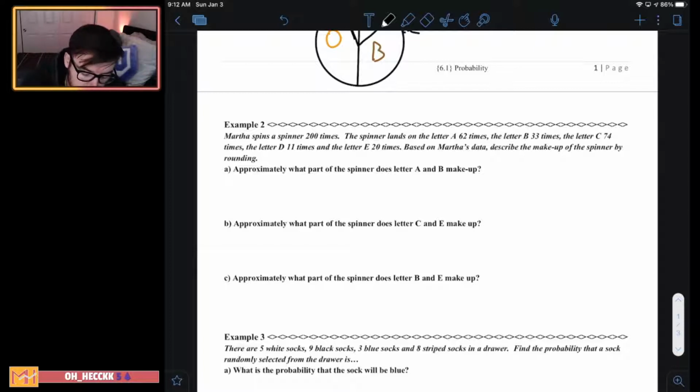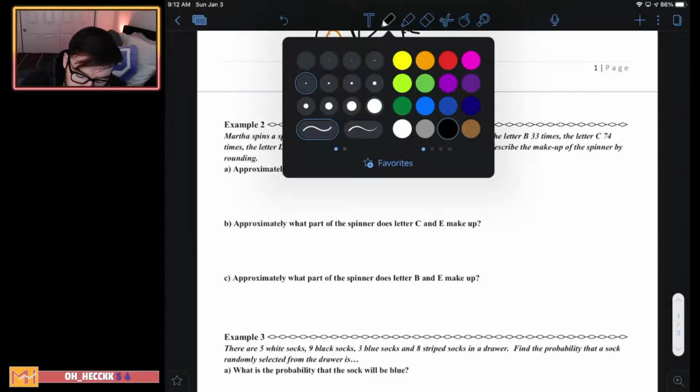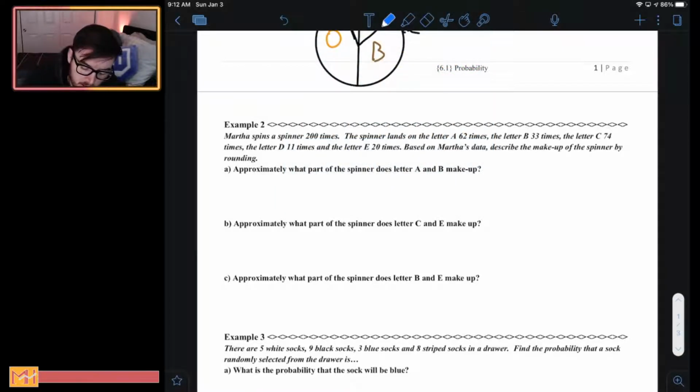Let's roll with another spinner, right? But we're changing the number of outcomes here. We have Martha spins a spinner 200 times, so that's our total. The spinner lands on letter A 62 times, letter B 33 times, the letter C 74 times, the letter D 11 times, and the letter E 20 times. Based on Martha's data, describe the makeup of the spinner by rounding.